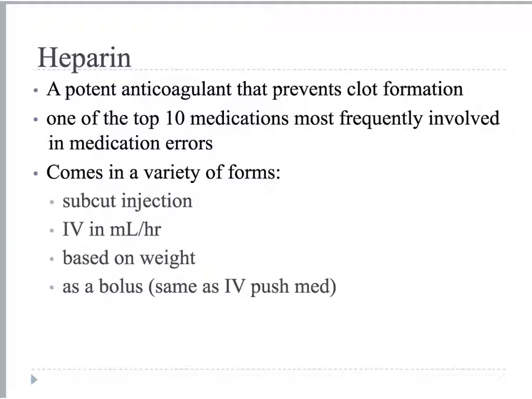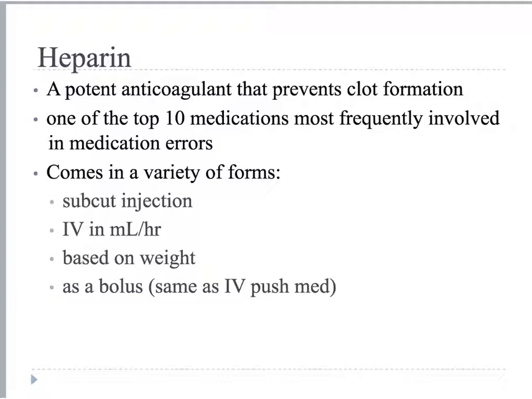Heparin can also be ordered based on weight. So it may be ordered in milligram per kilogram per hour, and I would need to convert that over to milliliters per hour to set in the pump. So it can be ordered based on weight. I would need the patient's weight in kilograms, and then I would need to make the order specific to our patient by multiplying by their weight.